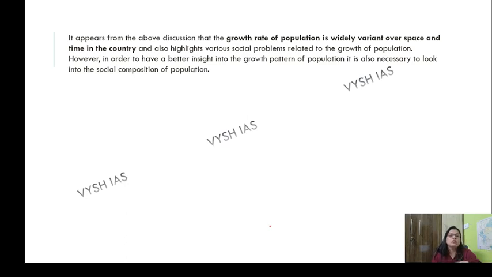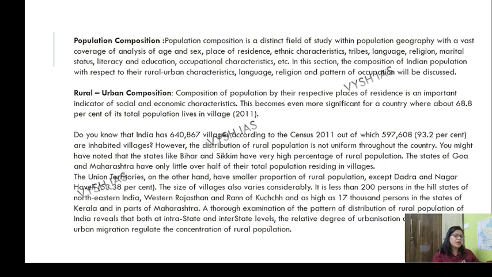The growth rate of population is really variant over space and time in the country. What we have discussed in these last two slides is that the growth rate of population is widely variant over space and widely variant over time in the country.